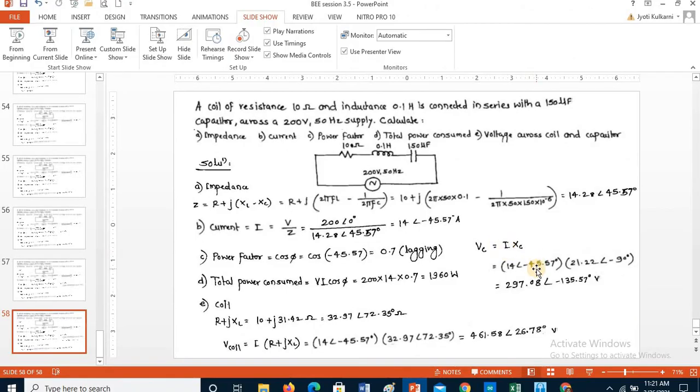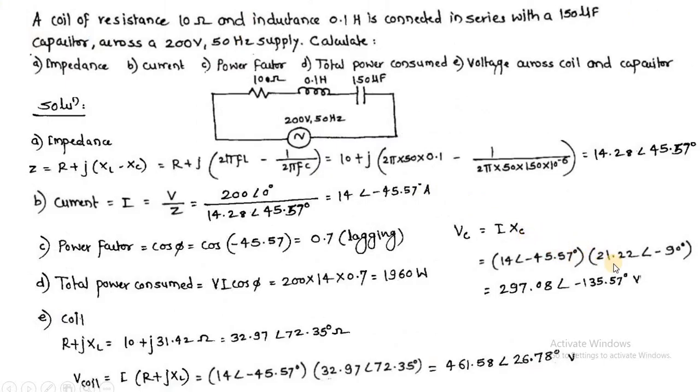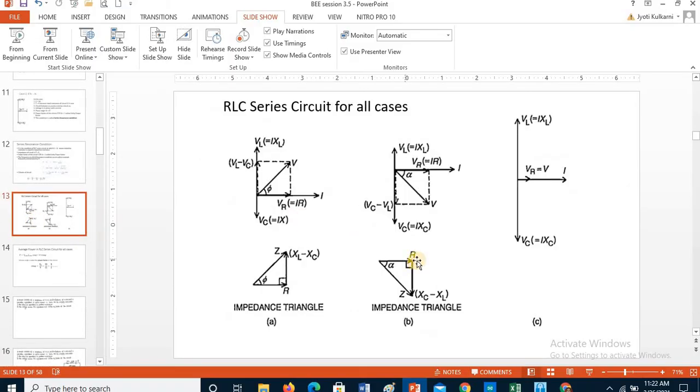The angle of I is minus 45.57. The magnitude of XC, 21.22, you can easily calculate by doing 1 upon 2 pi FC. But the angle you are also supposed to take. See this particular part. With respect to I, the VC phasor is going to lag by 90 degree. So with respect to I, VC is I into XC, and this component has a 90 degree lag. That's why we have taken minus 90 degree.